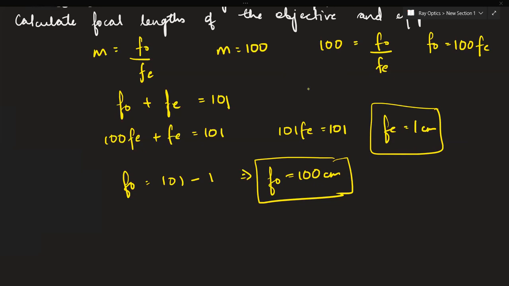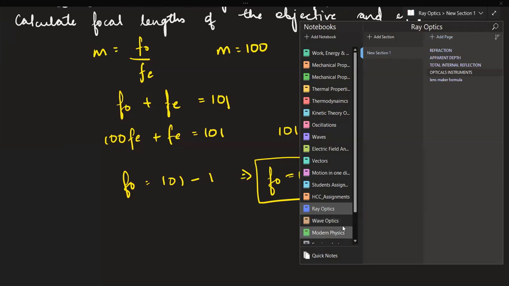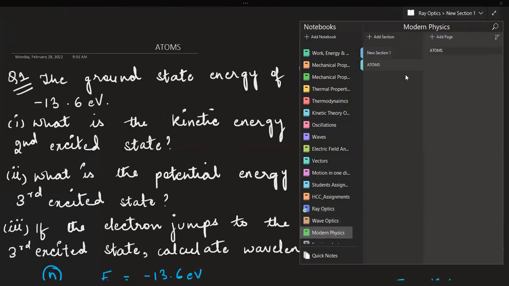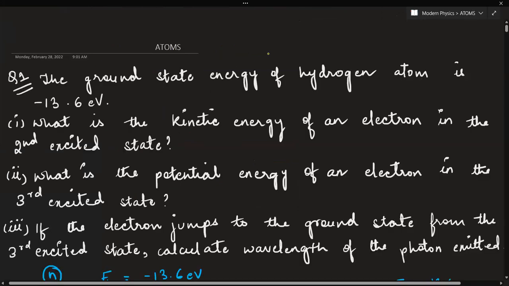So see, ray optics is over. This was a quick revision of ray optics. Let us start the revision of atoms. Now see, let us start with its revision.